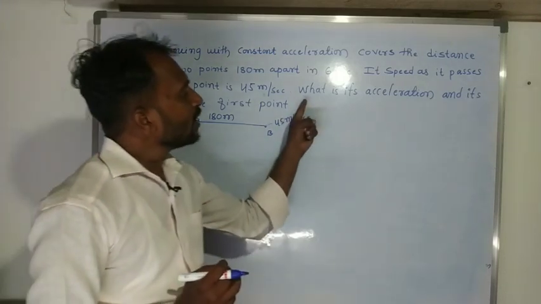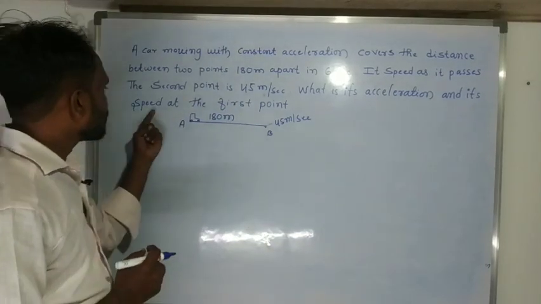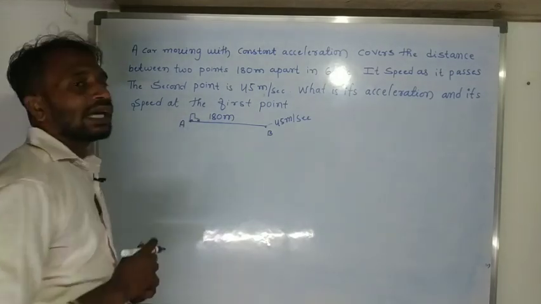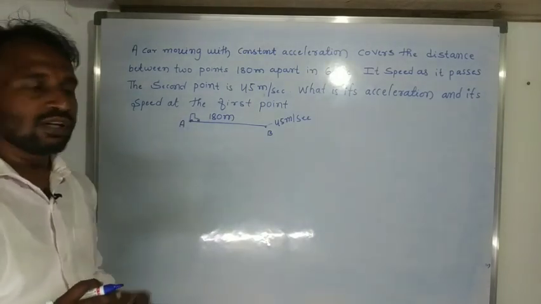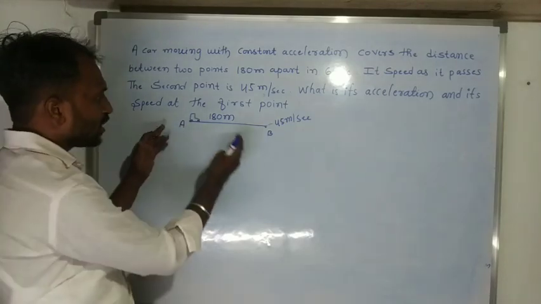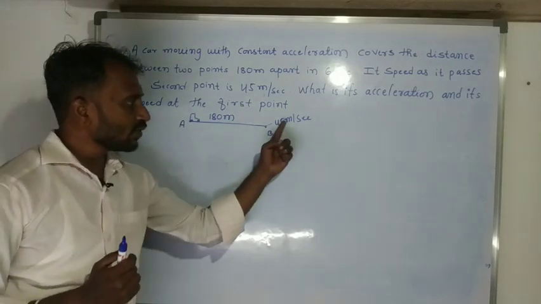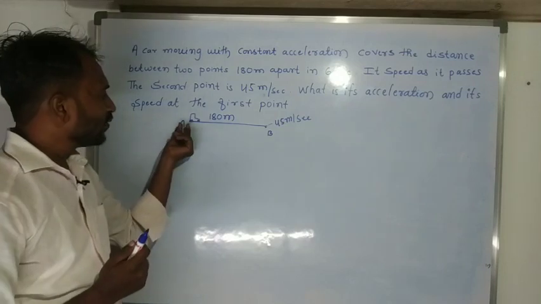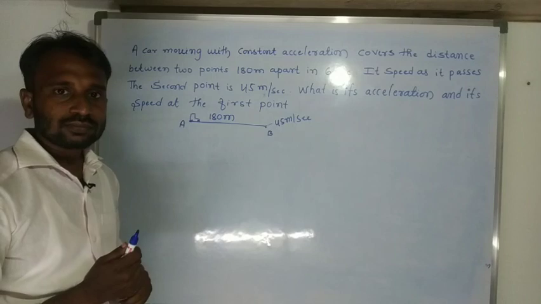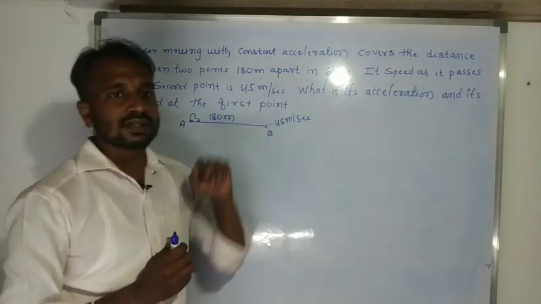Next one, what is its acceleration and its speed at the first point? So here we want to calculate the acceleration and the speed for the first point. The distance between the 2 points is 180 meters, the velocity of the car at the second point is 45 meters per second, and here we want to find the velocity and acceleration for the first point. And the car covers 180 meters within 6 seconds.